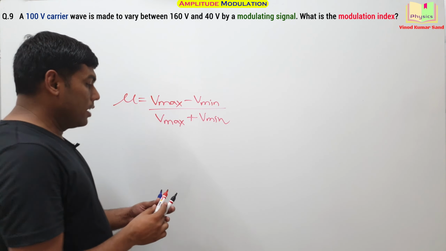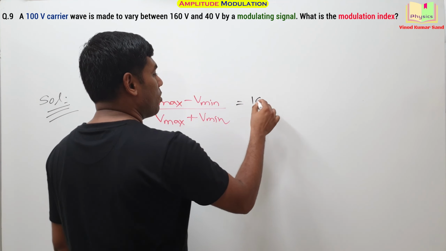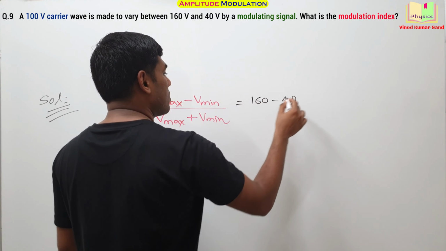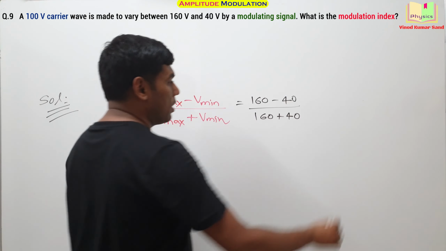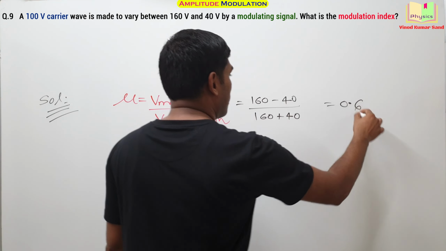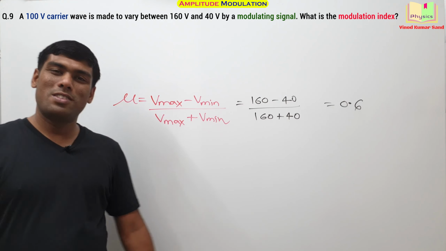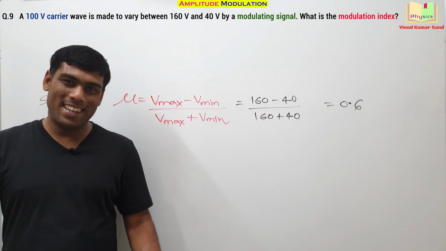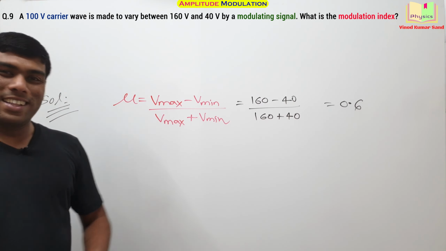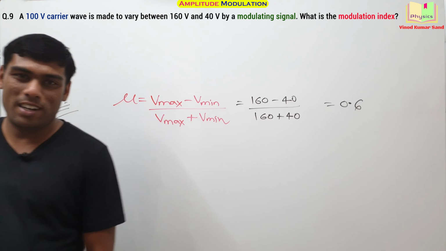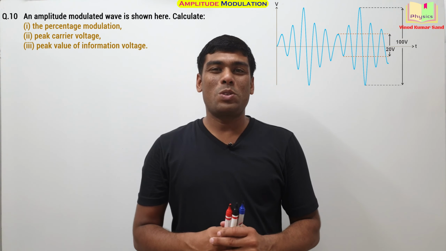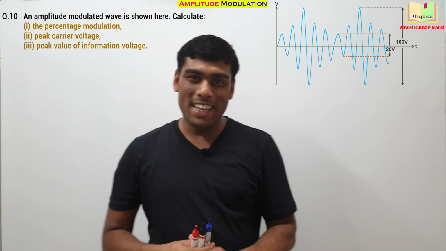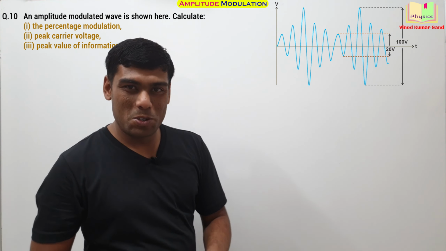Is it okay? Maximum voltage is given as 160. Minimum voltage is 40 volt. 160 plus 40 volt. When you do the computation, it gives you mu is equal to 0.6. Clear? Note it down. Then we'll move to the next one. Another nice question. So you can give it a try and then you can match your solutions with the board.